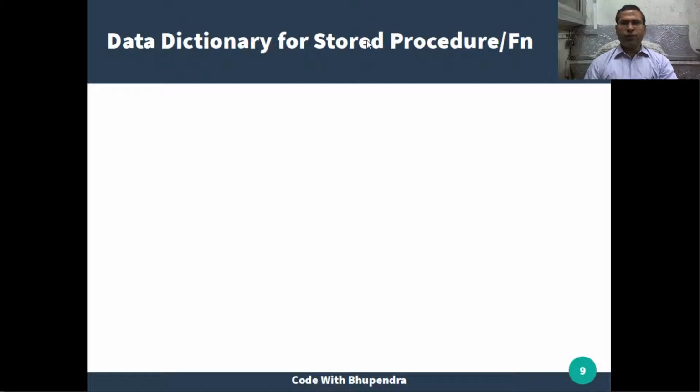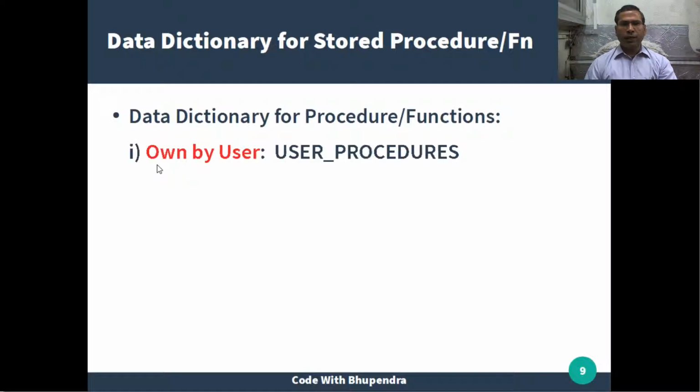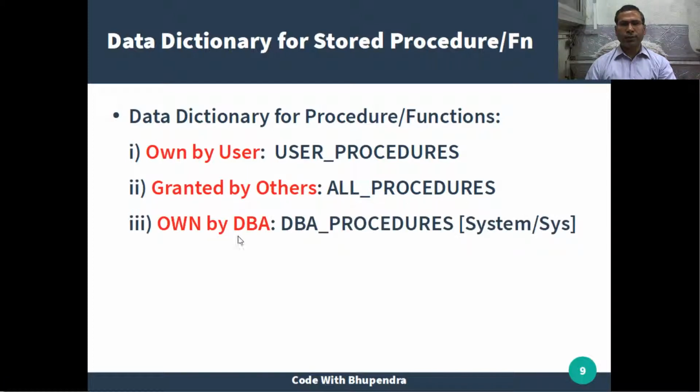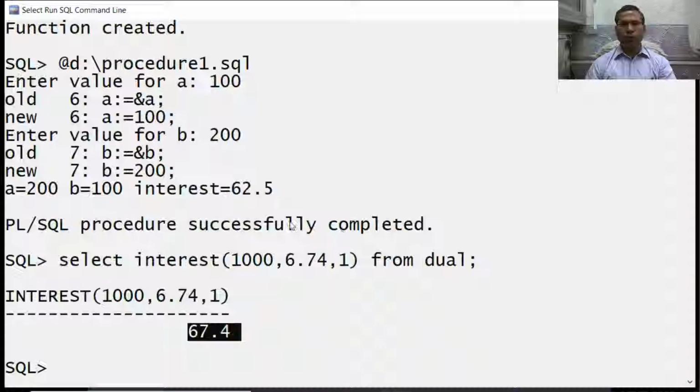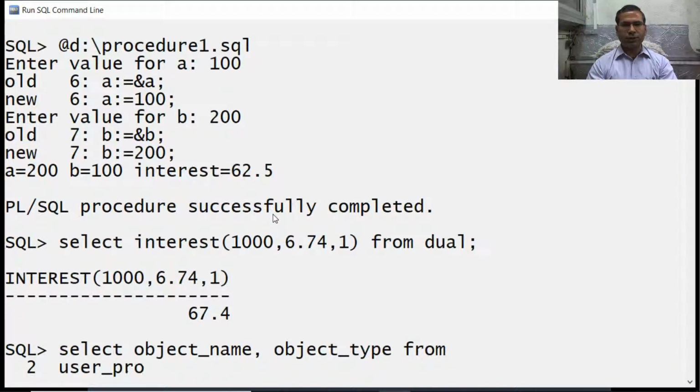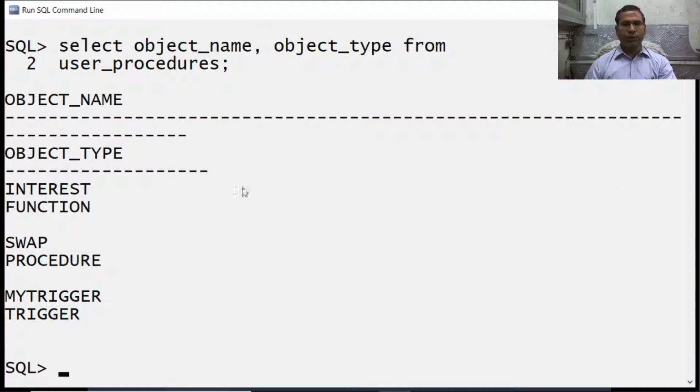Now data dictionary for stored procedure function. If procedures are created by the user himself, we have to use user_procedures. Those granted by others are inside all_procedures. Those owned by DBA are inside dba_procedures. So we can query like this: select object_name, object_type from user_procedures. So it is showing the first object name is interest, which is a function. The second object name is swap, which is a procedure.